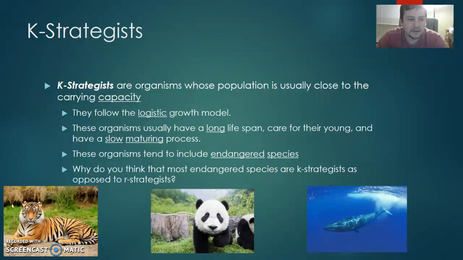The other type of strategy is a K strategist. K strategists, like us, follow a logistic growth curve, and we're usually around our carrying capacity when we are having a healthy population. K strategists usually have a very long lifespan. They care for their young and have a slow maturing process. These organisms tend to include endangered species because the strategy is really good as long as you don't run into new selective pressures. And when we do have new stuff, which happens all the time because of humans, it tends to make other animals struggle.